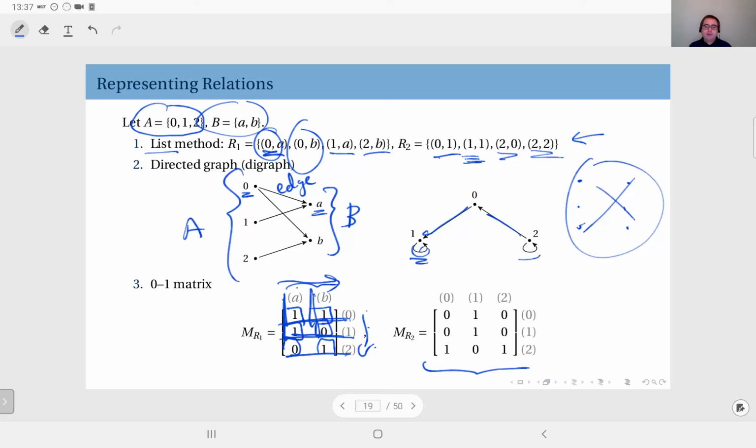And how you fill this in is exactly the same. Of course, you need to be careful about the loops. The loops represent the elements on the main diagonal. So I don't have a loop here, so this is 0. I have a loop here, so this is 1, and there is a loop here, therefore I have a 1 here. The rest you can fill in by just looking at either the list or the associated directed graph. Of course, if you have the directed graph, you can obtain the 0-1 matrix and vice versa.